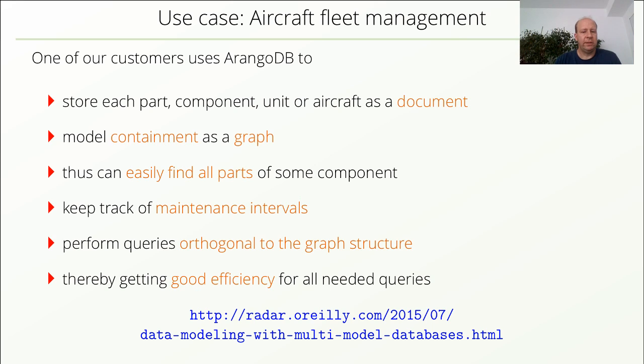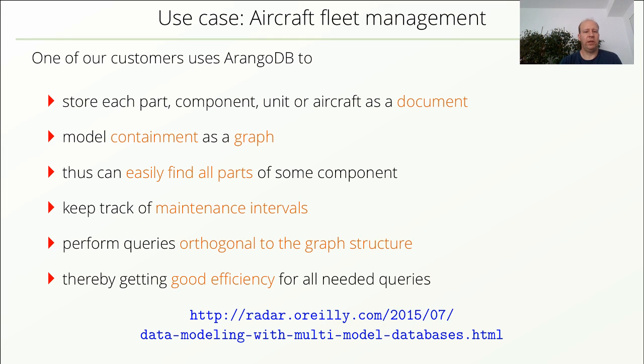In other cases, you need to do something which is completely orthogonal to the graph structure. So, say, for example, among all the aircraft or all the things, just find something which has maintenance due next week. Yeah? And this needed to ignore the graph structure. And it turns out that all of these queries can be done with good efficiency with this data model.